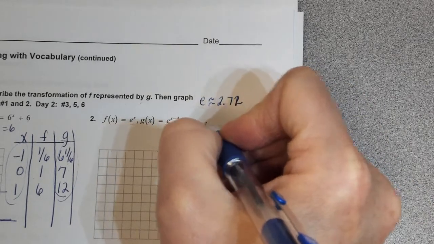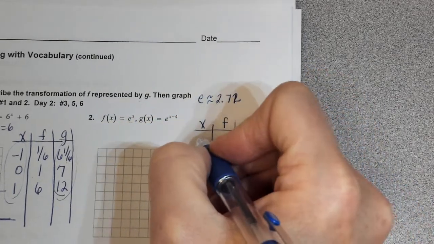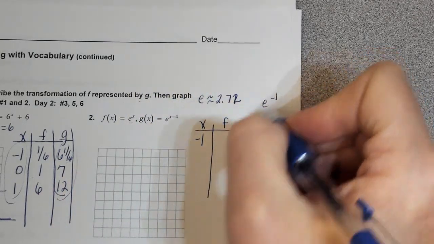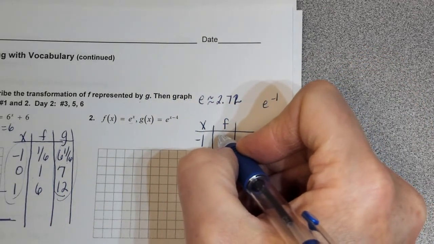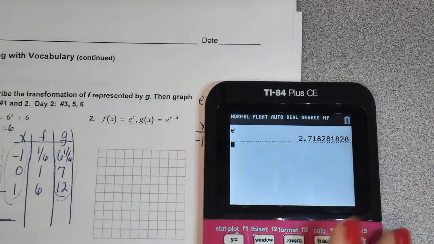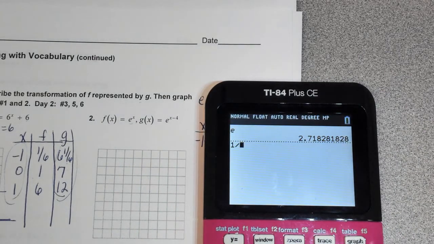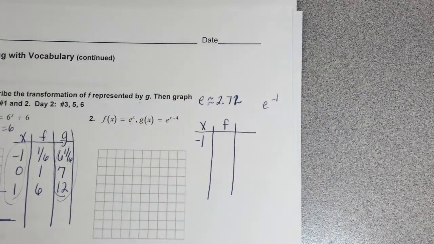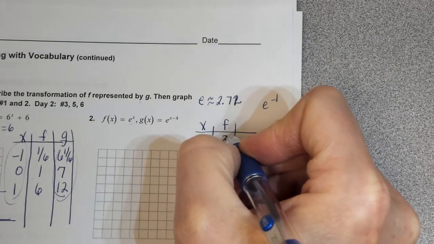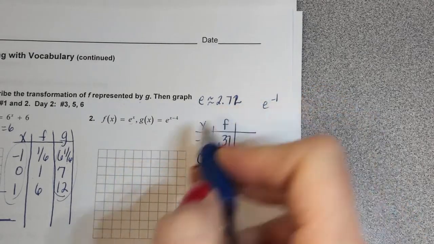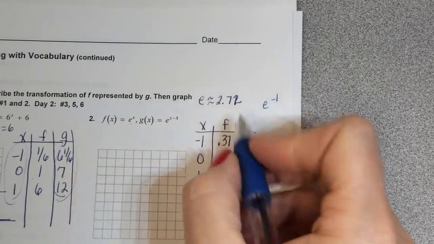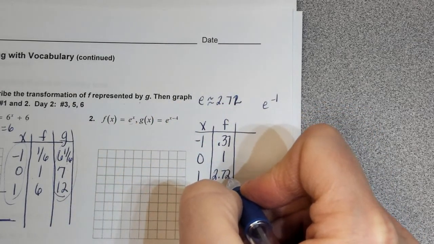So if we're comparing X and F, we know if we plug in -1, well, E to the -1 is going to be just 1 over E. So I might want to use my calculator for that. 1 divided by E. That's about 0.37. If I plug in 0, anything to the 0 power is 1. If I plug in 1, E to the first is 2.72.